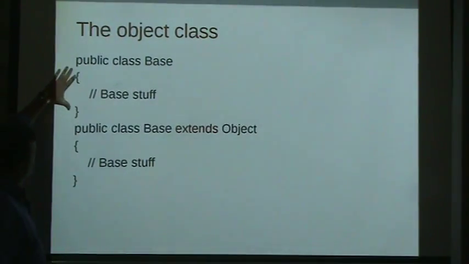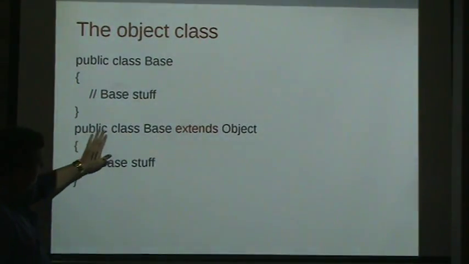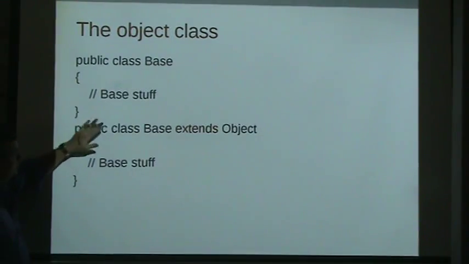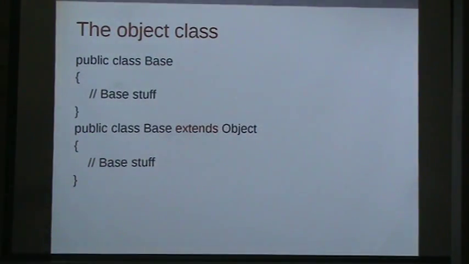So these two classes are identical. This is public class base, and you have some base stuff. And this is public class base, which extends from object, and you have some base stuff. Well, you extend from object if you don't extend from any class. You therefore extend from object.